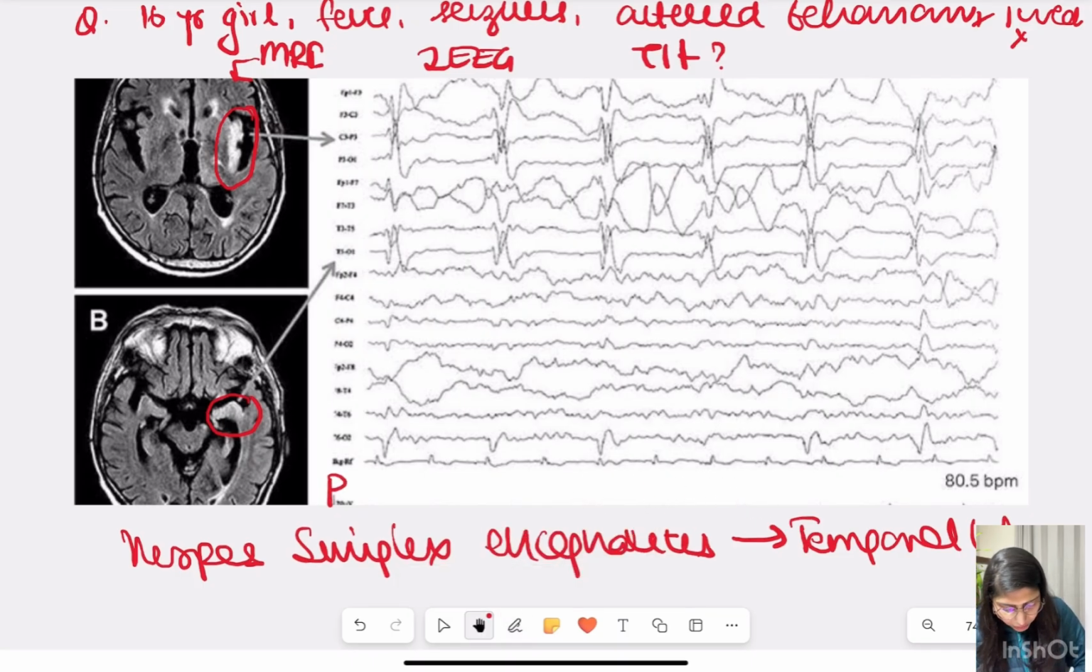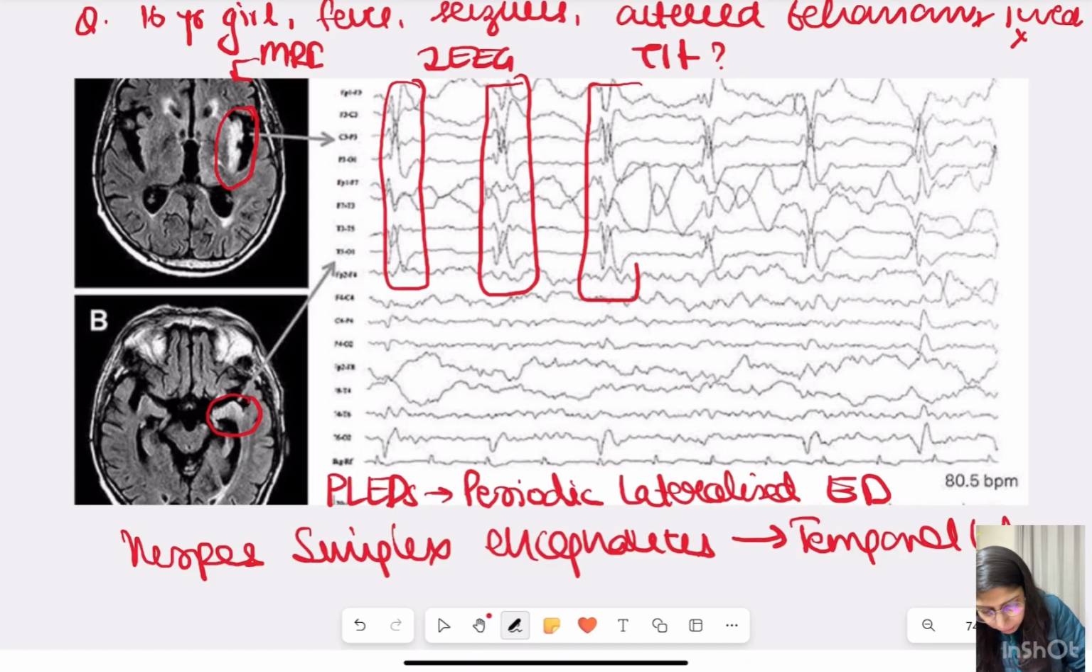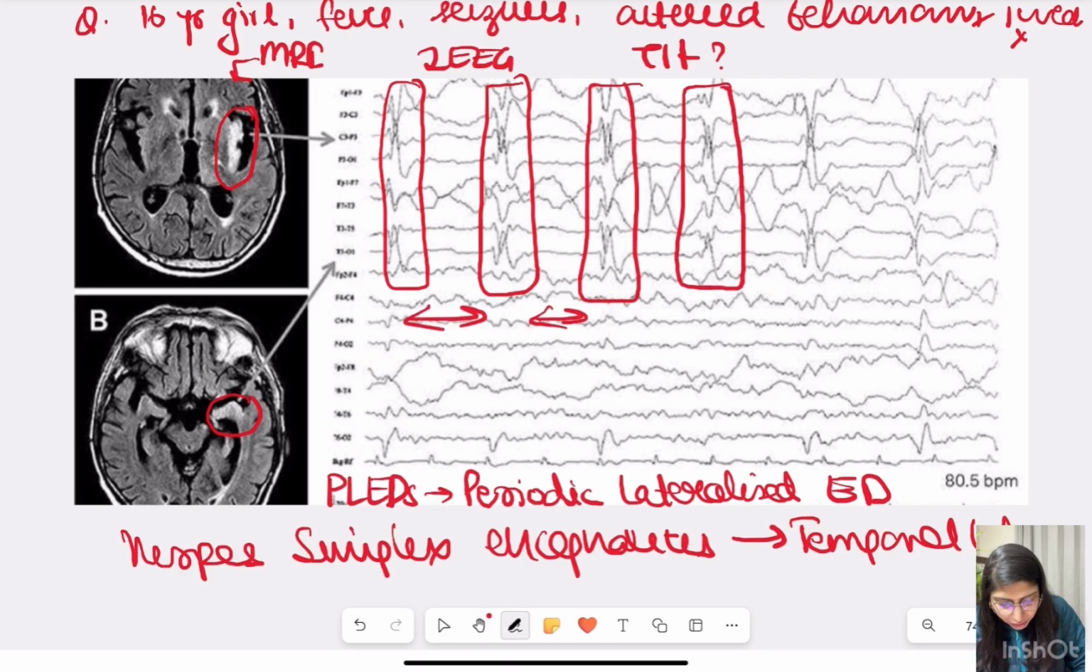Okay, so this EEG is showing PLEDs. What are PLEDs? PLEDs are periodic, lateralized, epileptiform discharges. Periodic means that the abnormal discharges are coming at a specific interval. For example, if you can see, this is the abnormal waveform. This is an epileptiform discharge. This is an epileptiform discharge. This is an epileptiform discharge, and they're coming periodically. So this is periodic.